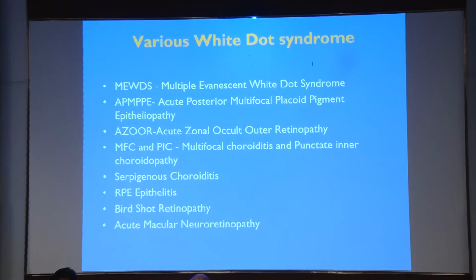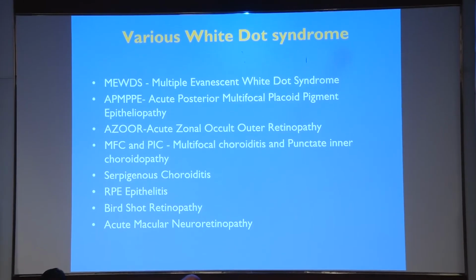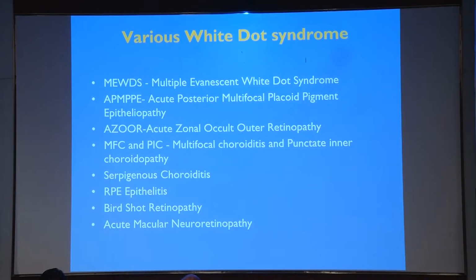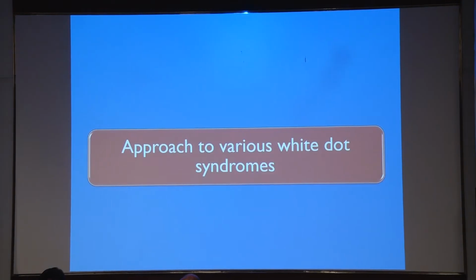Most of these cases are associated with a viral prodrome. These are the various white dot syndromes we know, like MEWDS, APMPPE, AZOOR, and all. I'm not going to go one by one. I just wanted to show how to identify them, what the differential diagnoses are, and what investigations we are going to do. So let me go to the approach to these white dot syndromes, how to differentiate.